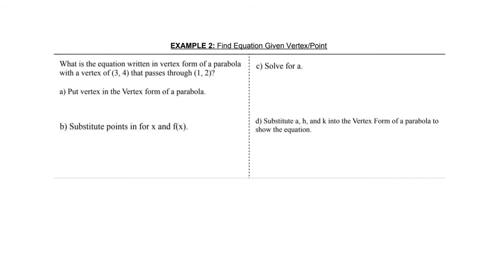It says put the vertex in the vertex form of a parabola. So remember we have a times x minus h squared plus k. So we have f of x is equal to a, because we do not know what a is, times x minus h, our h is 3, and our k is equal to 4. So we have x minus 3, squared, plus 4.